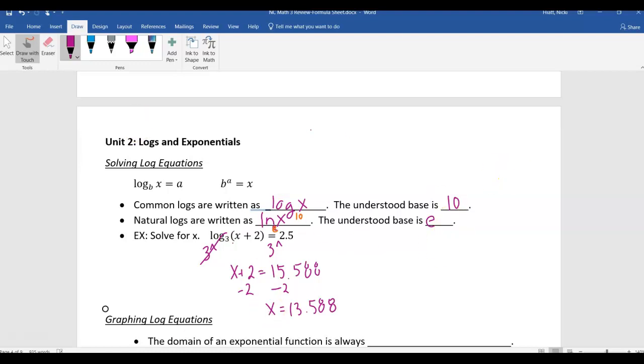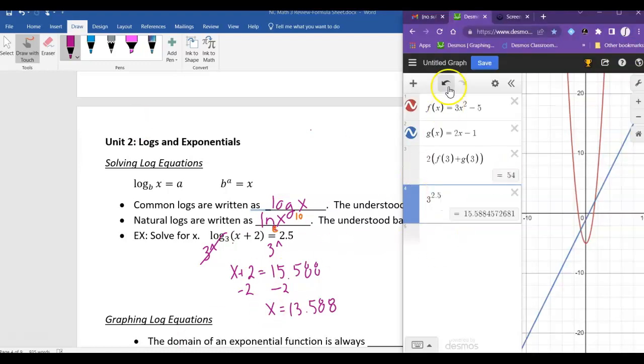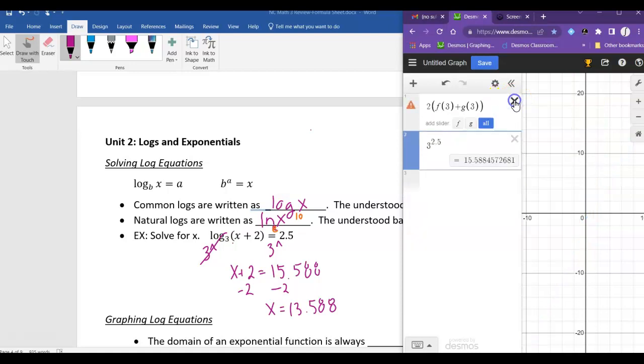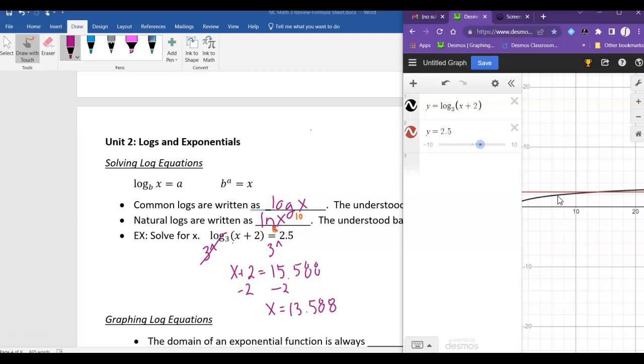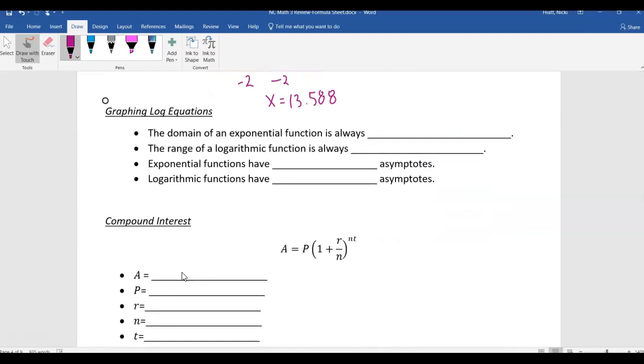Remember, you can do this in Desmos as well. So if I pull this up over here, get rid of everything I have here. We'll type in y equals the left side, log base 3 of x plus 2. And I have to do y equals 2.5. Don't leave off the y equals or it won't graph it. And then I'm looking for where these cross. That happens right here, 13.588, which is what I got as my answer. So if you need to rely on Desmos, do. It'll work for this. Okay.